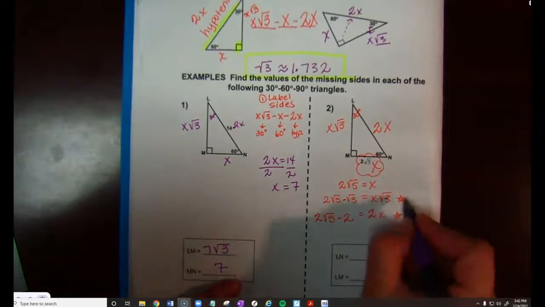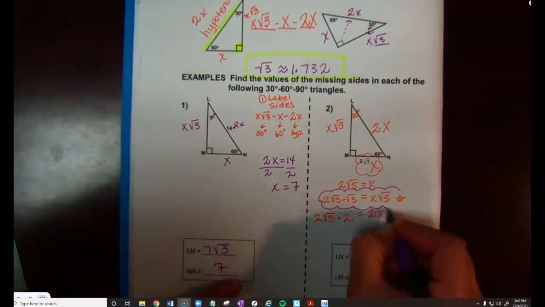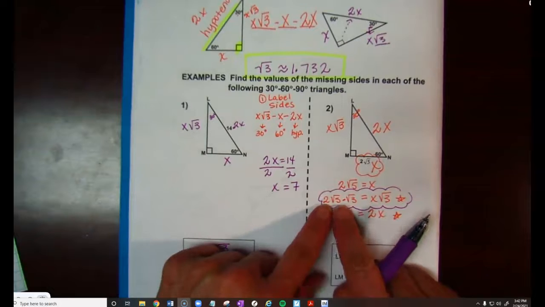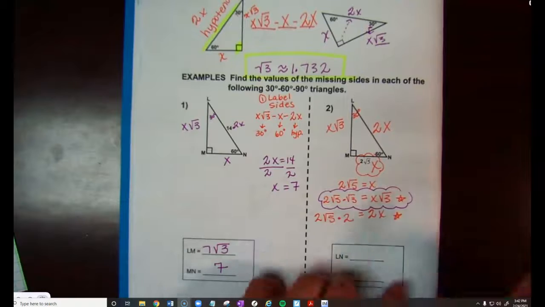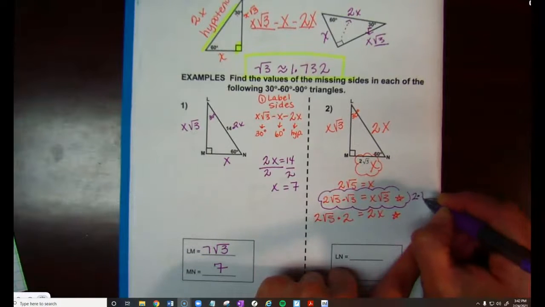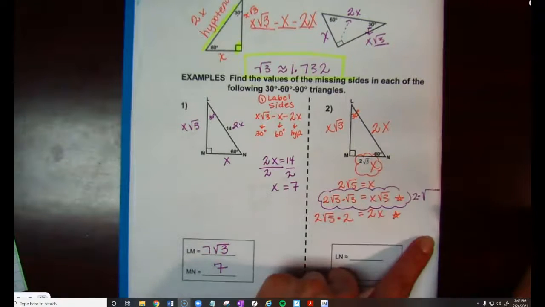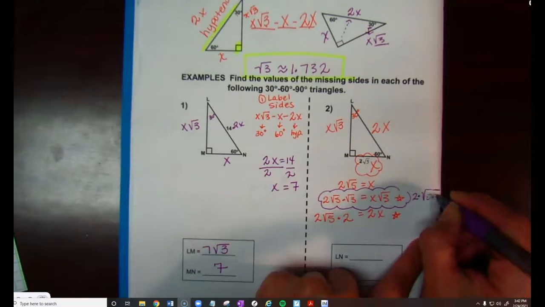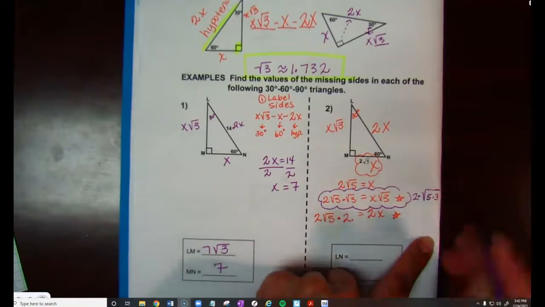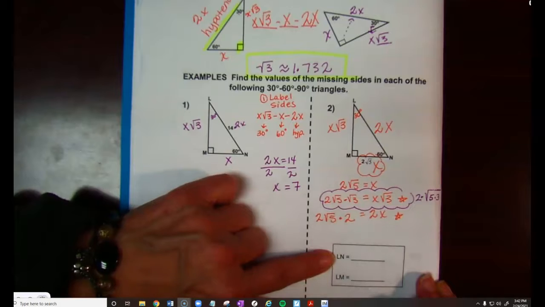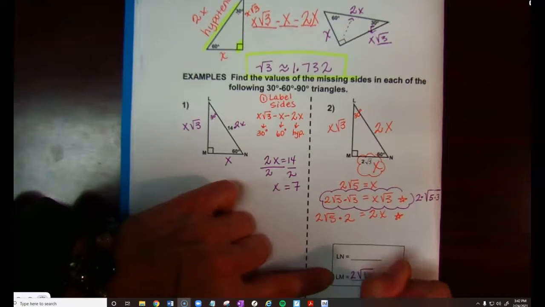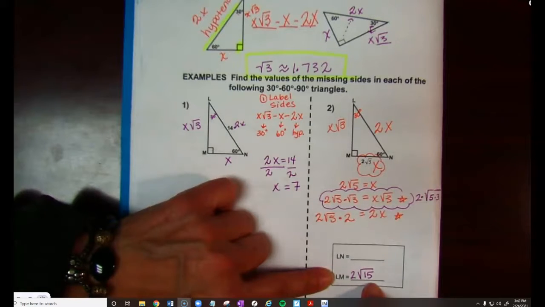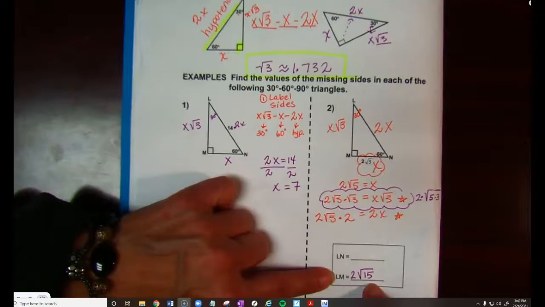Now, let's talk about this middle piece of my work. Remember, it's 2 root 5 times root 3. When you have two square roots together, remember you can multiply those underneath the same square root symbol. So that's going to be 5 times 3, and 5 times 3 is 15. So LM is going to be 2 square root 15. And then I would check to see if there are perfect squares hiding in there to simplify that, but there's not. So that's going to be our final answer.